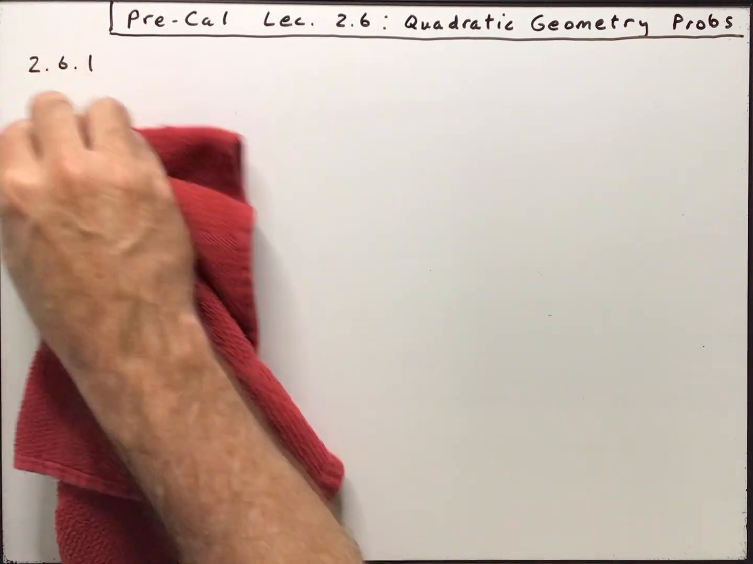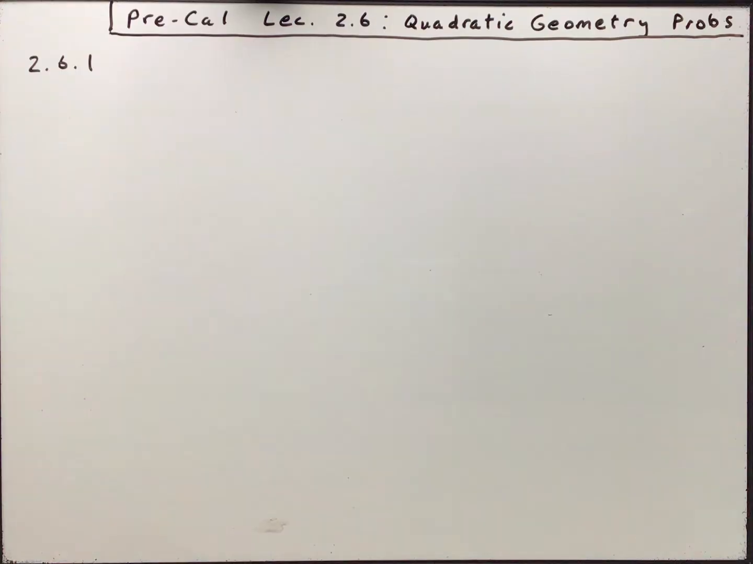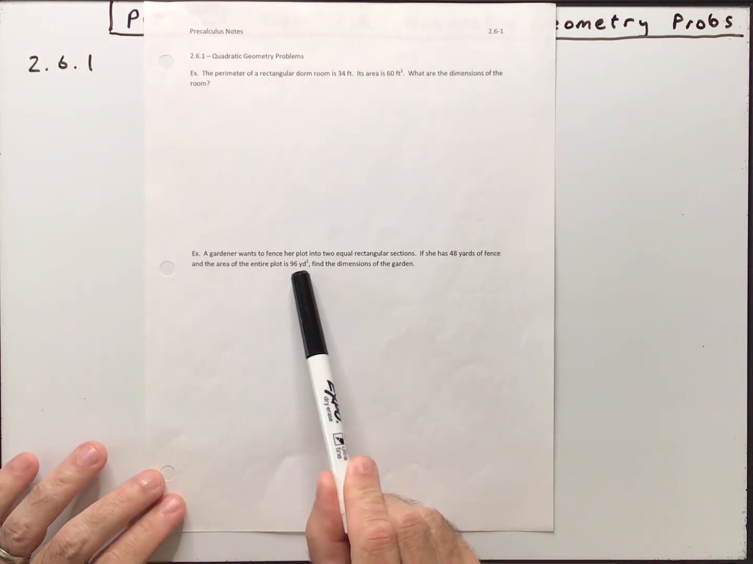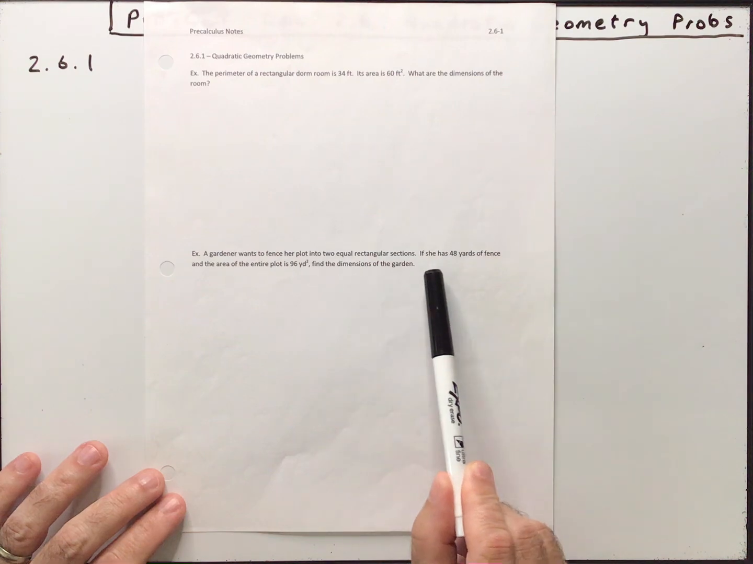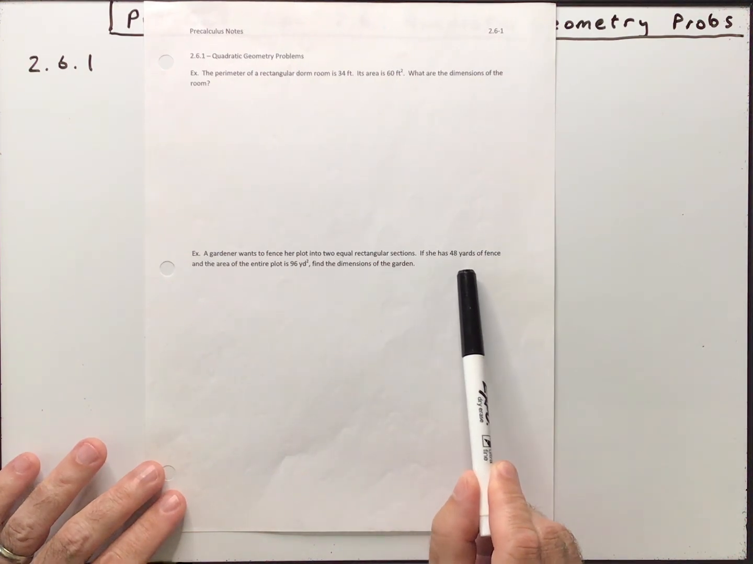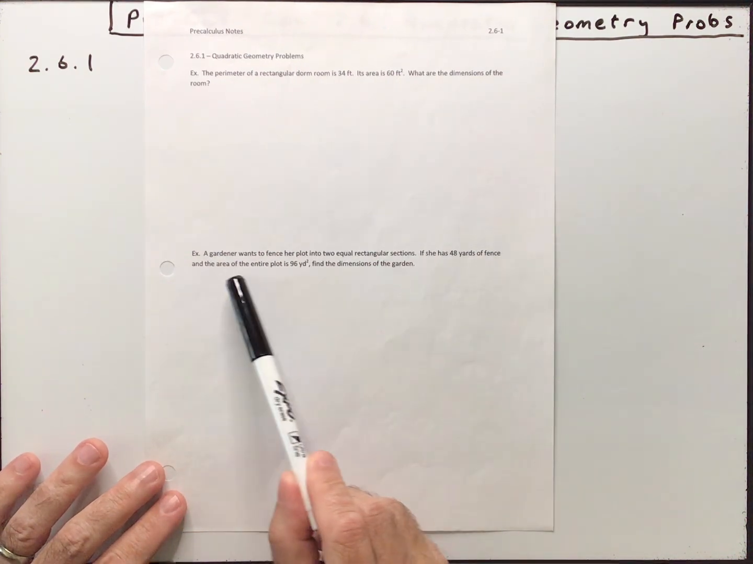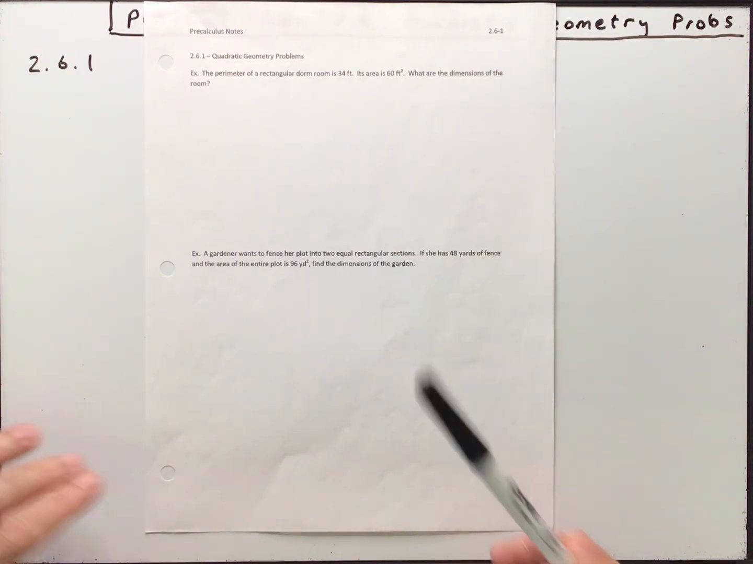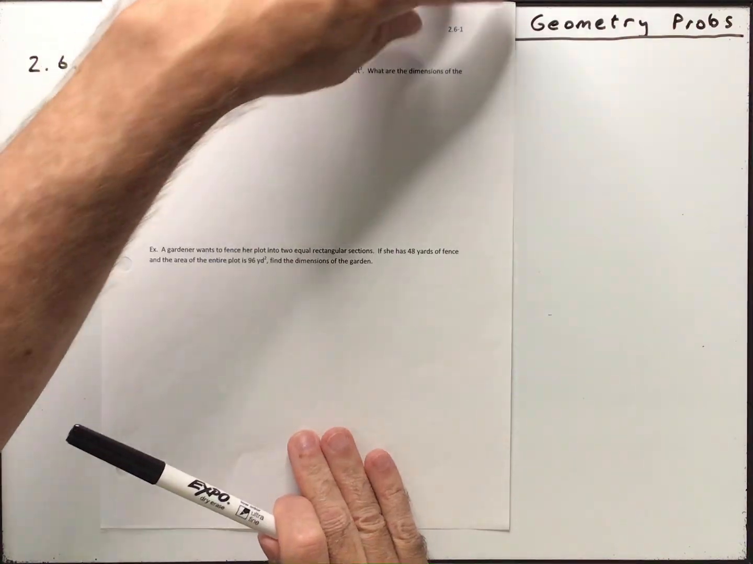So let's take a look at our next example problem. That one says a gardener wants to fence her plot into 2 equal rectangular sections. If she has 48 yards of fence and the area of the entire plot is 96 square yards, find the dimensions of the garden.